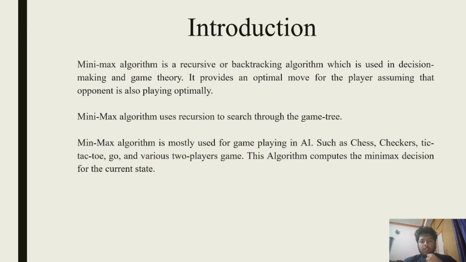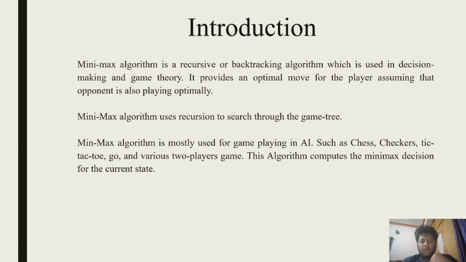MinMax algorithm is a recursive or backtracking algorithm which is used in decision making and game theory. It provides us an optimal move for the player, assuming that the opponent is also playing optimally. And basically, this algorithm uses recursion to search through the game tree.